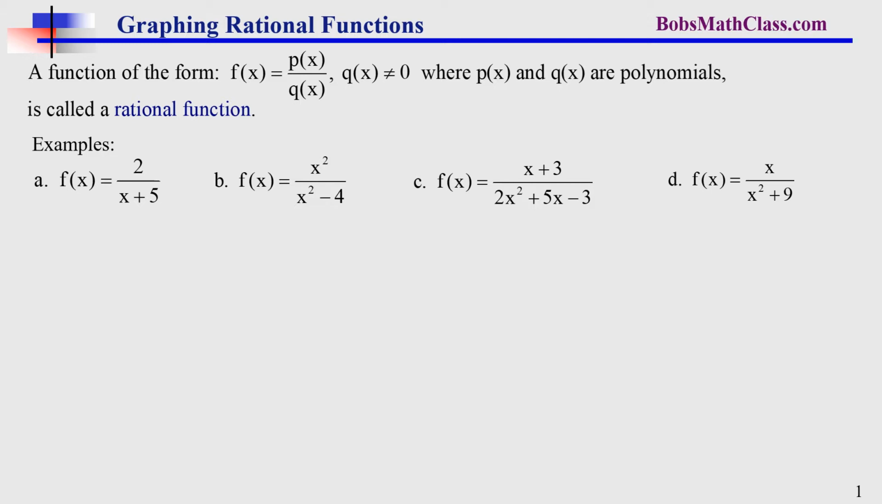Here are some various examples of rational functions. Notice that the denominator usually has an x. So when there's an x in the denominator, x squared, or x cubed, it's a rational function. It doesn't always have to be an x. It's just traditional that when we have an x in the denominator, we consider it a rational function.